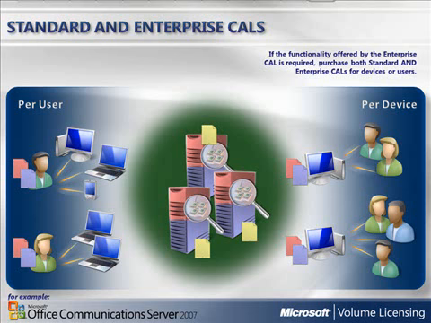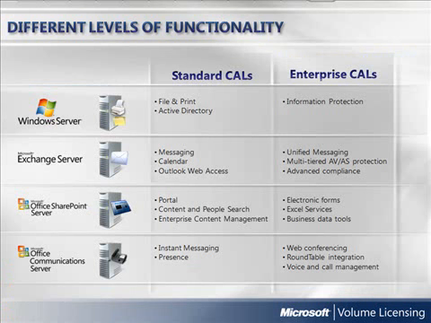Let's look deeper into the differences in functionality and some of the key products that may be licensed with standard and enterprise CALs. There's Windows Server, for which you'd use a standard CAL to be licensed for the core functionality such as file and print, and then purchase an additional enterprise CAL to legally use services such as information protection with rights management services. The Exchange Server Standard CAL licenses organizations for principal messaging functionality, and then the Enterprise CAL adds on the capability for unified messaging, antivirus and anti-spam protection, and advanced compliance.